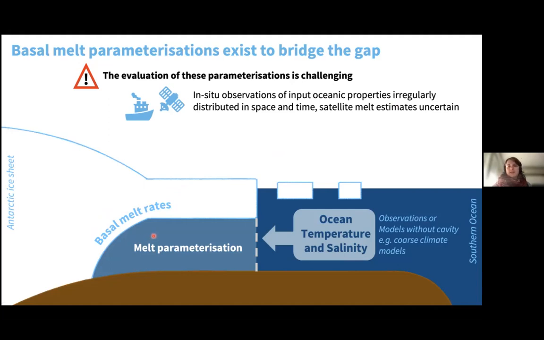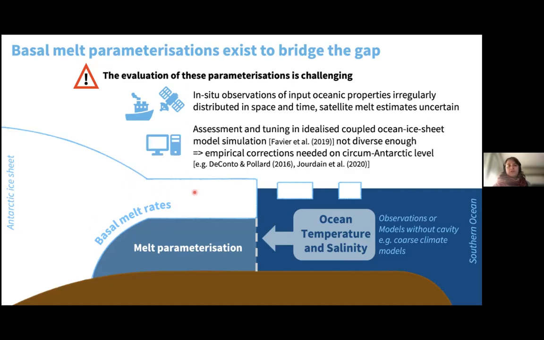We have satellite melt estimates existing now, but they remain uncertain because they include a lot of assumptions and also models about what is happening on the surface. So another approach to evaluate these parameterizations is to use a model where we would know everything that is happening here, here, and here.